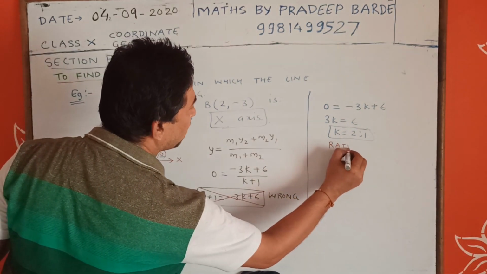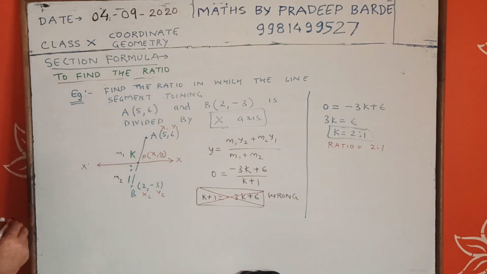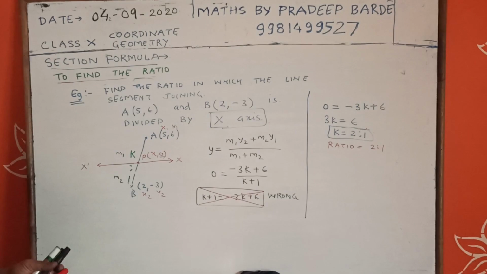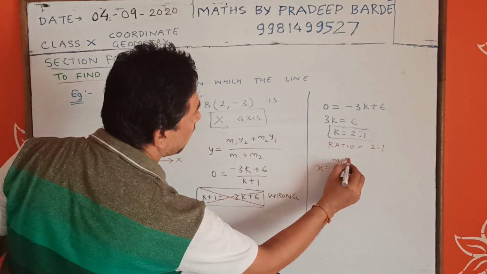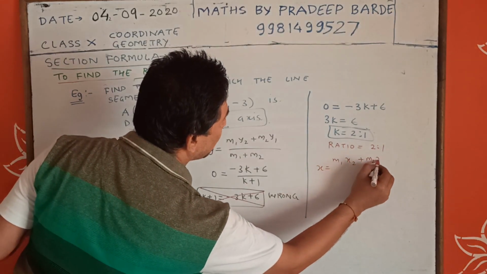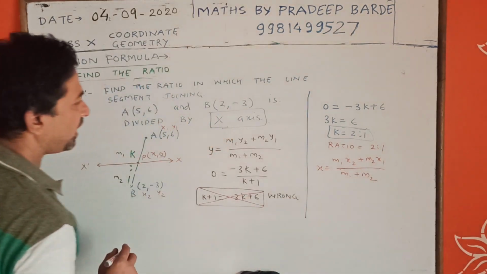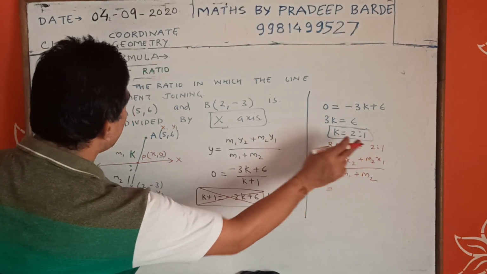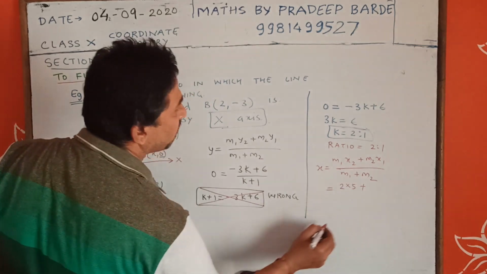रेशियो मिल गया बच्चों आपको 2:1. अब आपको कोऑर्डिनेट्स निकालना है तो x की वैल्यू निकालेंगे. x के लिए फिर से सेक्शन फॉर्मूला लगाइए. x इज इक्वल टू m1x2 प्लस m2x1 अपॉन m1 प्लस m2. तो यहां पर अब m1 की वैल्यू हो गई 2 इंटू 5.